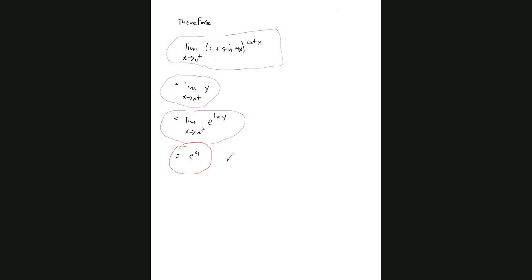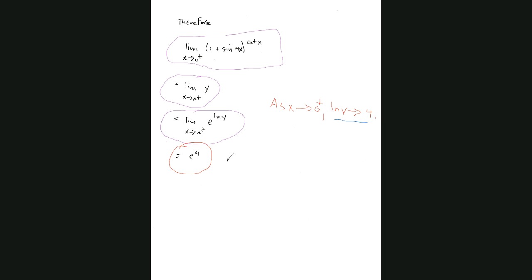All right. So what we did was, we know that as x approaches 0 from the right, the log of y approaches 4. That's another way to write this. As x approaches 0 from the right, the log of y approaches 4.